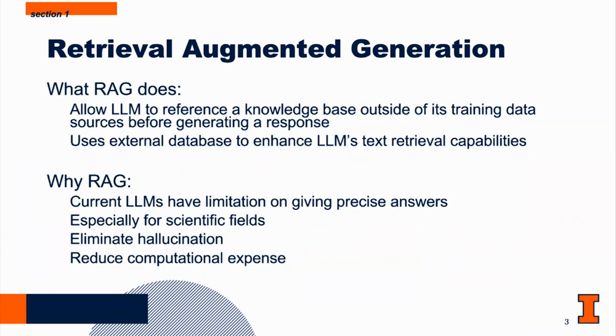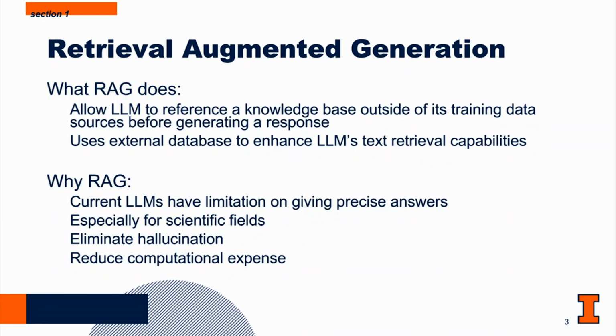Okay, so before we dive into our topic, I want to introduce what retrieval augmented generation does. In short, RAG allows large language models to reference a knowledge base outside of its training data sources before generating a response. In short, it uses an external database to enhance large language models' text retrieval capabilities.